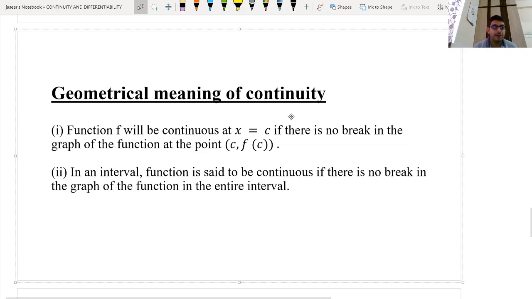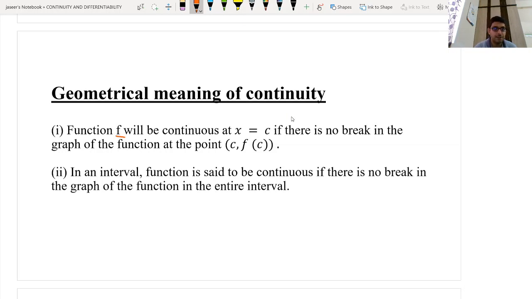So that is the geometrical meaning of continuity. A function f will be continuous at x equal to c if there is no break in the graph of the function at the point c, f of c. If there is no break in the graph of the function at the point c, f of c, then we say that the function f will be continuous at x equal to c. If there is a break, then the function is not continuous.